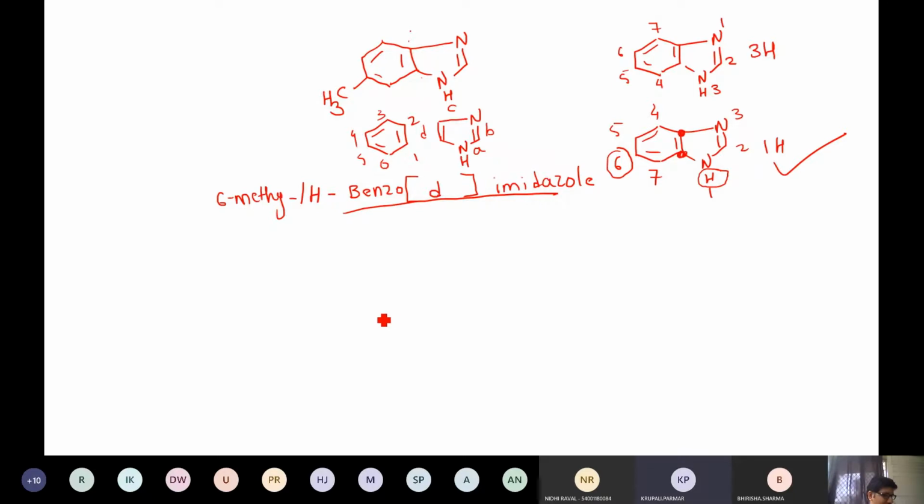Okay, let's do one more example. Let's take quinazoline now. And let me know the IUPAC name of this particular ring, which is quinazoline, which is a common name, but you can define the IUPAC name.